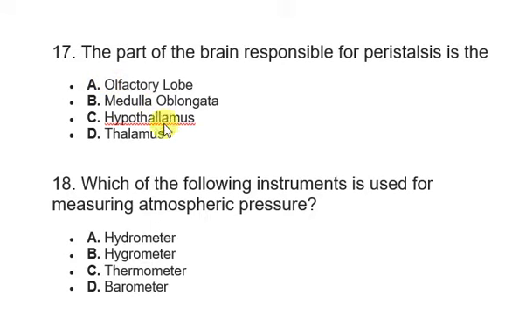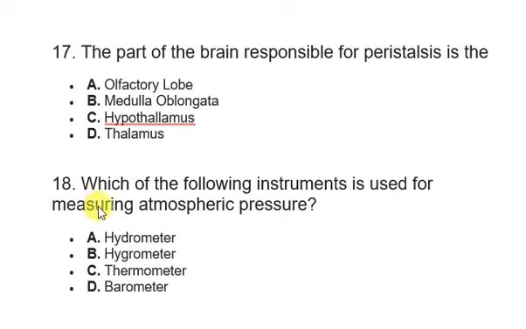We also have the hypothalamus. Hypothalamus controls your thermal regulation, that is temperature regulation. It also controls your state of thinking, your emotions, senses. Then talking about thalamus itself. Thalamus has to do with relay, anything that has to do with impulses. So let's go again. Olfactory lobe has to do with sense of smell. Medulla oblongata has to do with peristalsis. Hypothalamus has to do with thermal regulation and senses. Thalamus has to do with relay station in particular. So the correct answer is B, medulla oblongata.